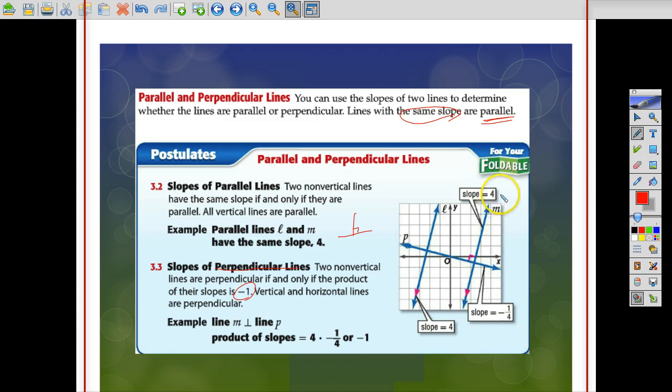So if you guys remember from last year, I used to say change the sign and flip it upside down. So 4 is the same thing as 4 over 1. So change the sign to negative and flip that number upside down. You have negative 1 over 4. Okay, that's how we know if they're perpendicular.